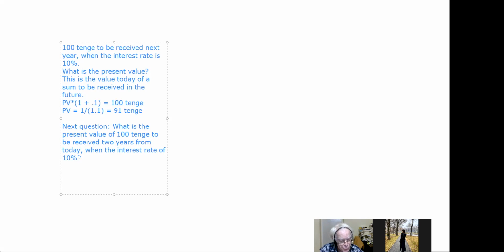Well, whatever that amount is, let's just call it PV. And then after 1 year, we will have principal and interest that amounts to 1.1 times the initial present value.